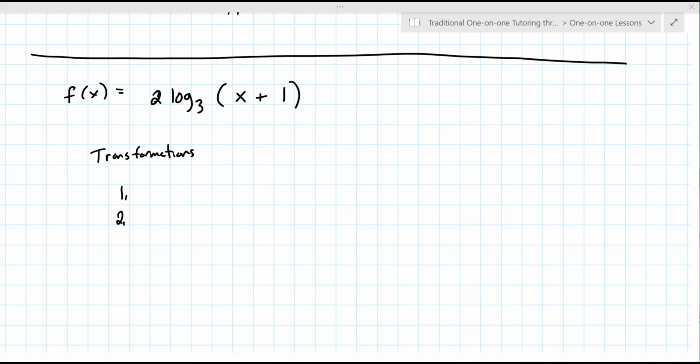Yeah. So the first one is the 2. It's actually inside here, the order does matter. So that one is plus 1. So it's a horizontal shift left 1. Yep, left one unit. Okay, and now the 2 out in front, what does that do? The 2 out in front is a vertical stretch of 2. Yes.